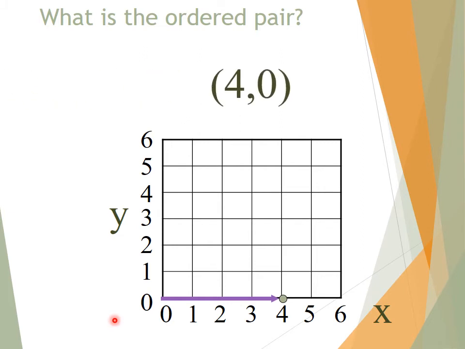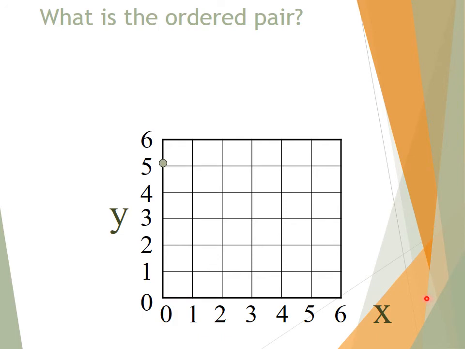So since we are not moving and the position here is 0 on the y-axis, therefore the coordinate will be 4, 0. 4 is the x coordinate, so along the x-axis we went 4 times. So the x coordinate is 4. Along the y-axis we are not going anywhere. We are at 0. Therefore the y coordinate will be 0. And the ordered pair will be 4, 0. We can also say that this point lies on the x-axis.